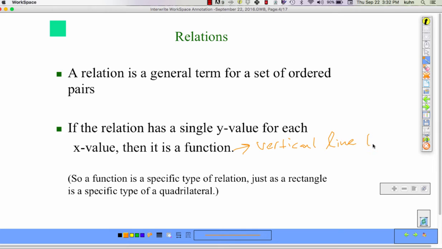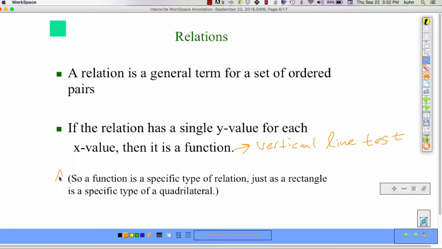And a vertical line test is going to check to see whether or not you have two or more points on the same x value. So if it's a function, every list of ordered pairs is a relation. It doesn't matter whether or not it's a function.